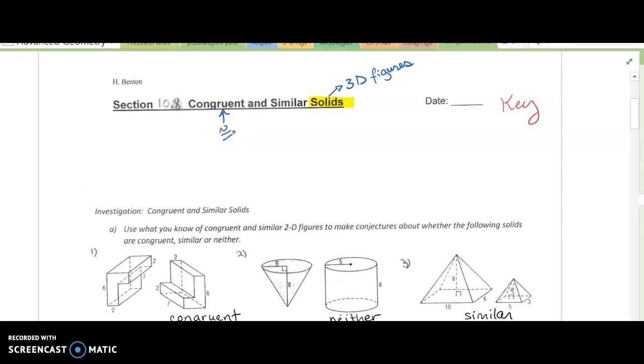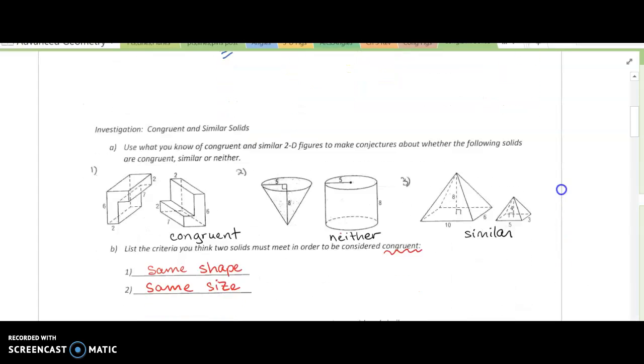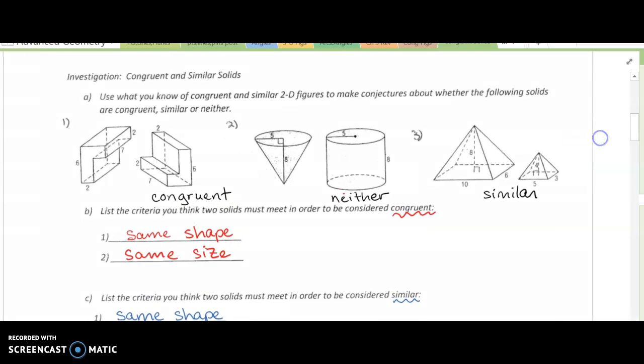equal, kind of. They're the same size and same shape, and similar, you might remember, means they're proportional, that they're the same shape but they're two different sizes. So in our investigation we did this in Pear Deck at the beginning of class, but just so you can have it written down, we figured out that example 1 was congruent. Example 2 was neither. Example 3 was similar.